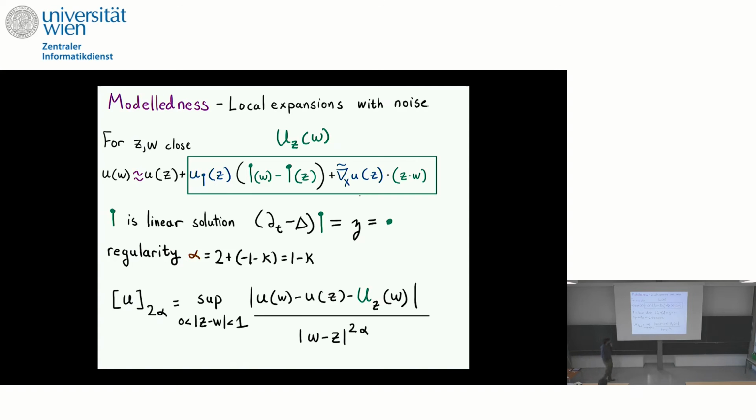And so what I can do is say something is modeled if I have some sort of jet that I can use to approximate it. So this capital U_z(w) is this part of the jet with base point z evaluated at w. And I say that something is modeled at level 2 alpha if I have such a jet that I can use to compare its values at 2 points, up to this error estimate. Okay.